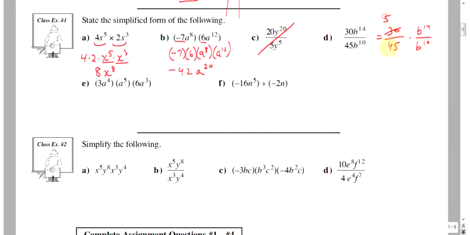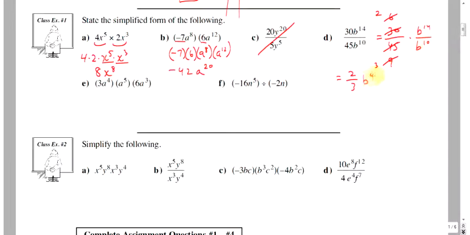Let's just start with a 5. 5 goes into 30 how many times? 6. 5 goes into 45? 9. Can I still reduce that? Yeah, 3 goes into that twice. 3 goes into that 3 times. That's 2/3. What do I do with the exponents? I'm dividing. Do I have the same base? Then I subtract. What's 14 minus 10?